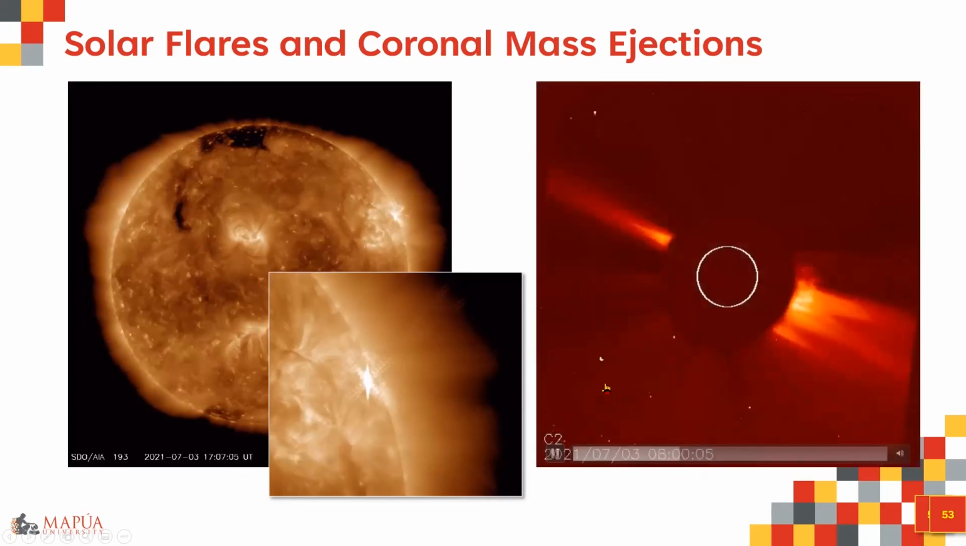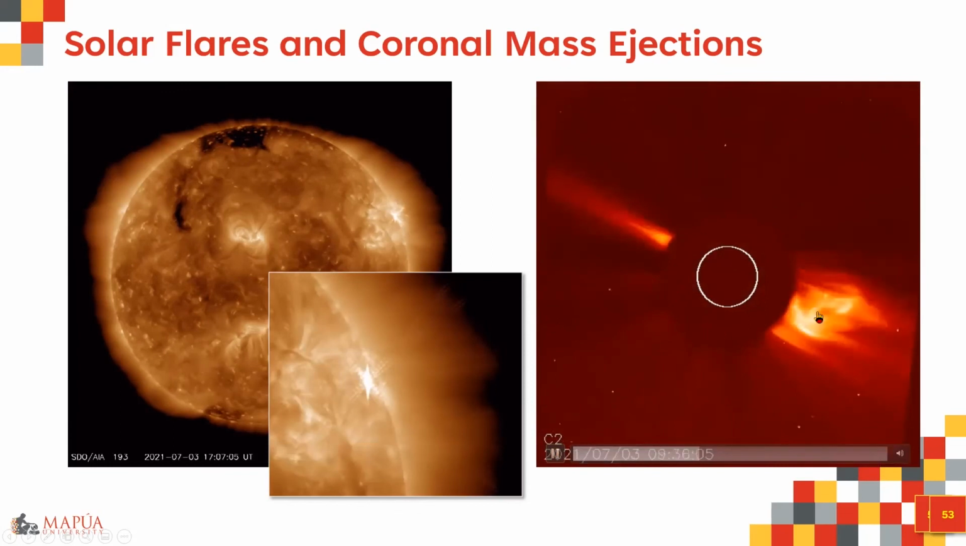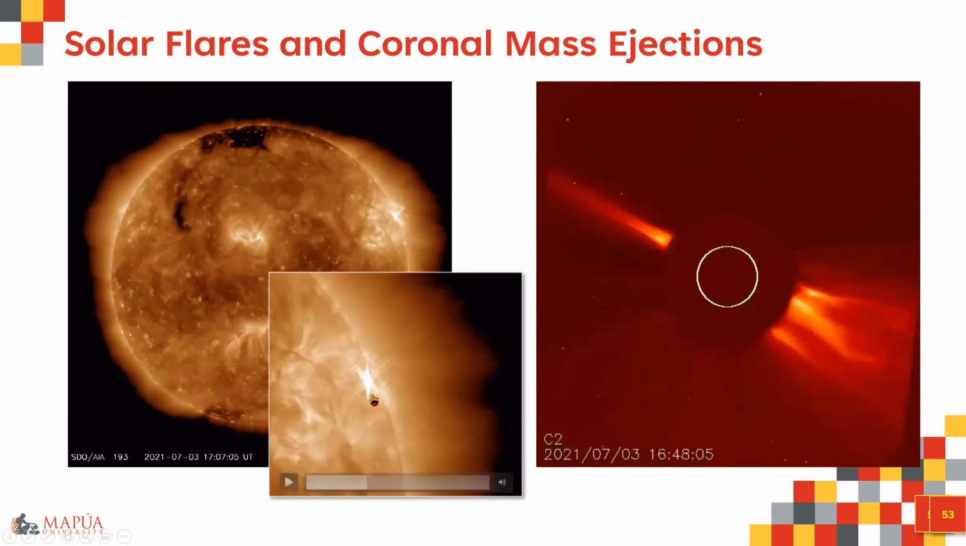Looking at this coronagraph, we can see that emission. So this solar flare actually emitted gas. We call that emission of gas, the ejection of gas or plasma, a coronal mass ejection. If you trace somewhere just after 17 UT, just around this time, we can see the ejection from the sun. So there was an explosion here.